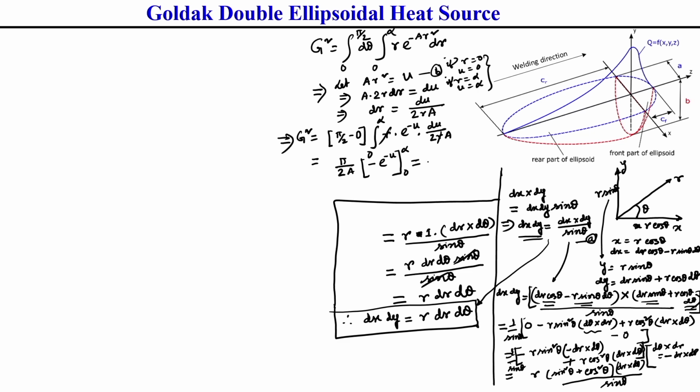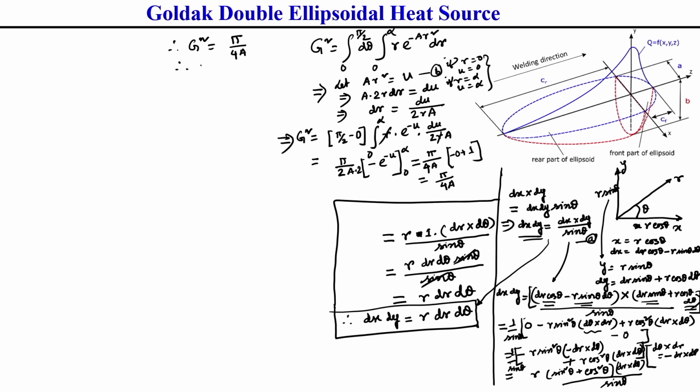This will give us pi by 2 and another 2 is also there, so you can say pi by 4 a, and minus 0 plus 1. If you do this, then you will get it. So, it is giving us pi by 4 a, clear. So, g square is equal to pi by 4 a. So, what we got? G square is equal to pi by 4 a.